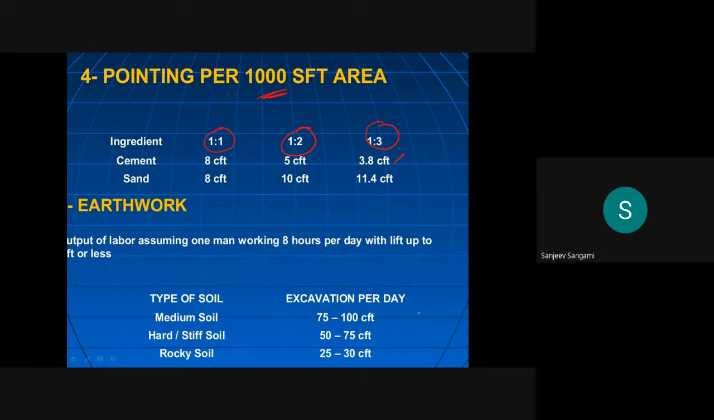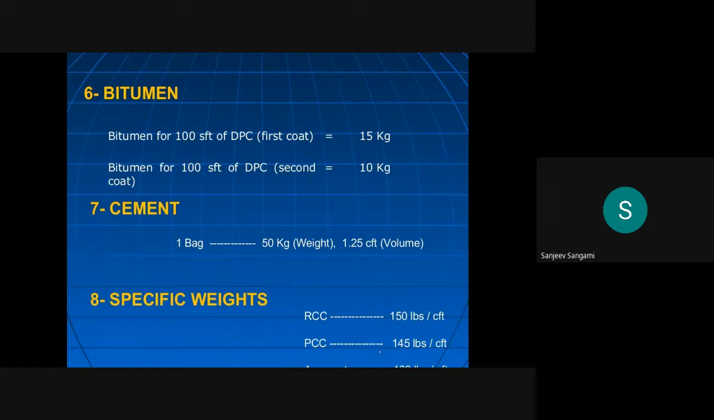Then if it is earthwork, assume the labor of one man working for 8 hours per day with lift up to 1 feet or less. How much is he normally going to excavate? Medium soil 75 to 100 cubic feet, then hard and stiff soil 50 to 75, rocky it will be 25 to 30 cubic feet. Of course, these are some of the standard values. If they are not given, just assume them as they are.